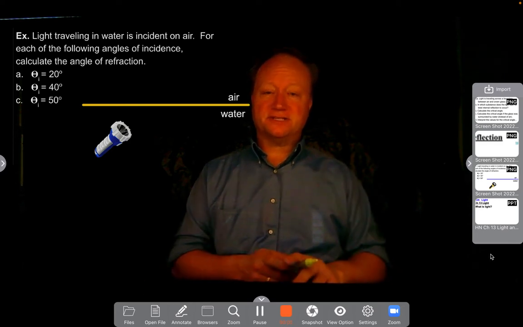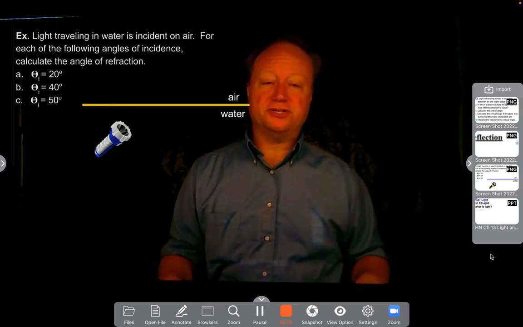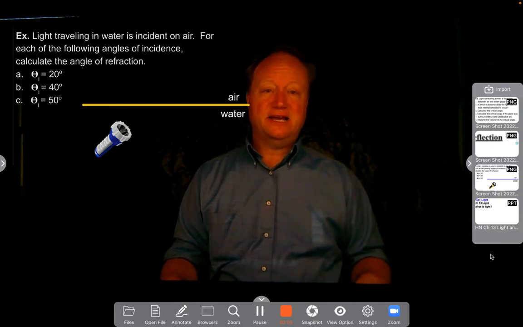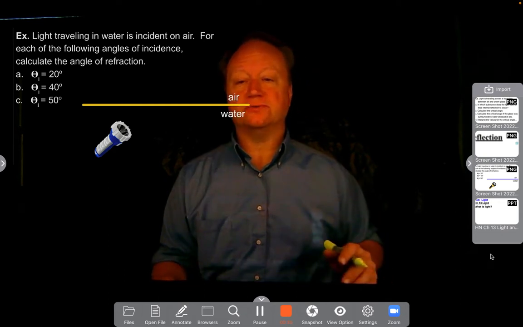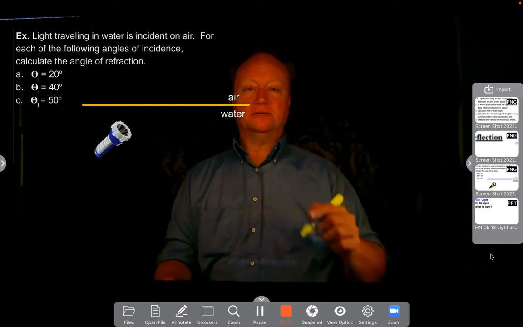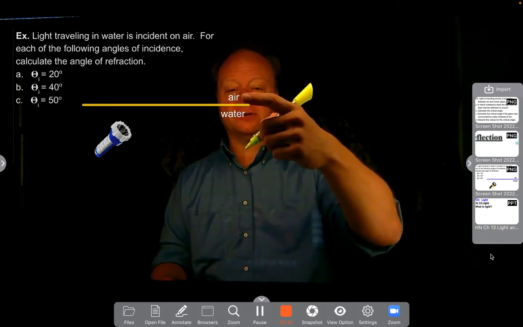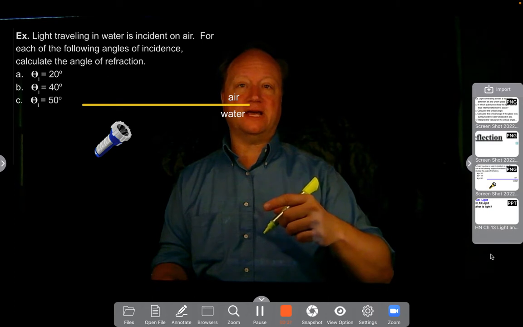Welcome back to physics. Today we're going to ponder applications, moving past lenses and into our next application, and I want to introduce that with a problem. So let's consider light in water incident on air, and then we're going to calculate the angles of refraction for each of those angles of incidence. Looking at the boundary first, we have light traveling from water to air.